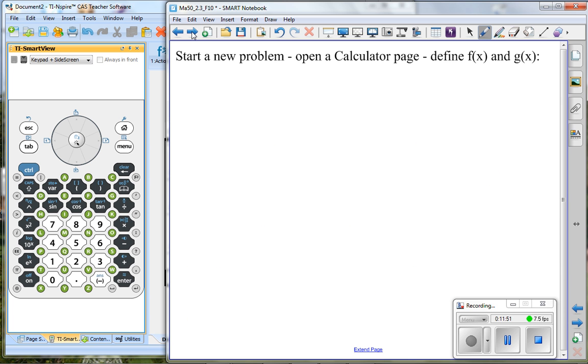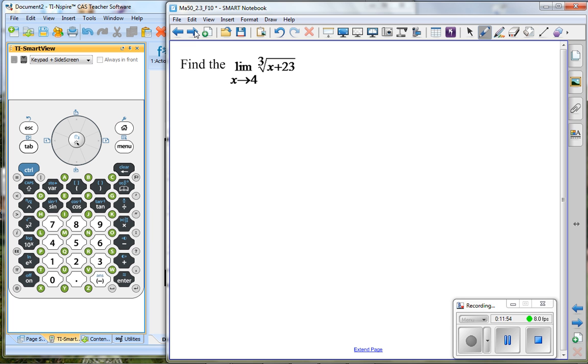Now, the type of problems that you are going to be working on would be something like this. As x approaches 4, what is the cube root of x plus 23? Recognizing that we have that theorem that says if it's a radical and if it's an odd root index, the only thing we have to do is use direct substitution. So we would end up with the cube root of 27, and if we resolve that, the answer is going to be 3.